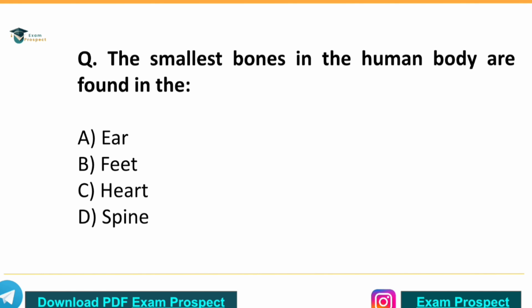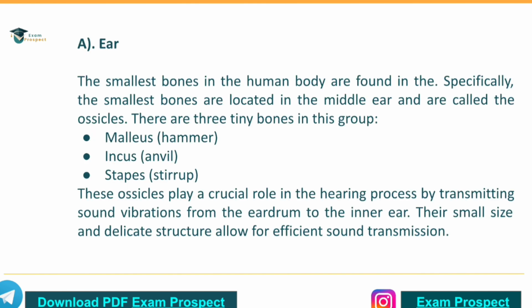Next question, the smallest bone in the human body are found in the? Correct answer is option A, ear. The smallest bone in the human body are found in the ear.